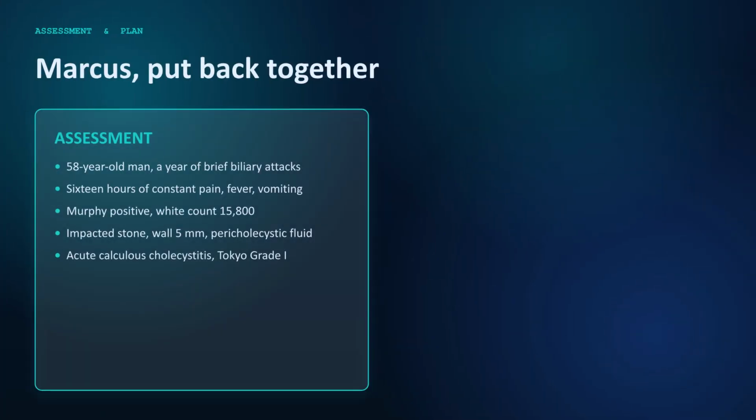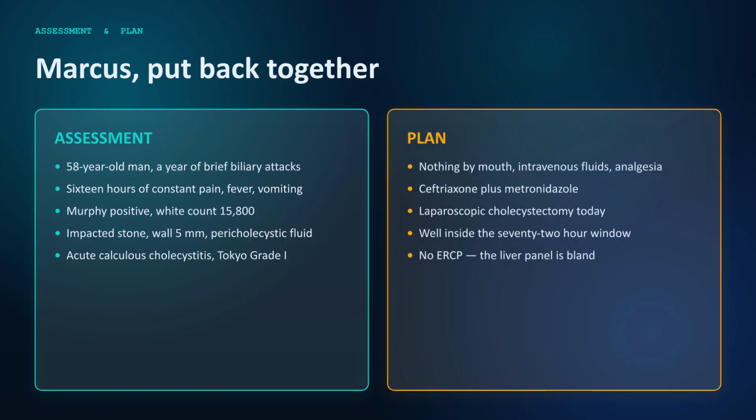Back to Marcus. Assessment. A 58-year-old man with a year of biliary attacks now presenting with 16 hours of constant right upper quadrant pain, fever, a positive Murphy sign, a raised white count, and an ultrasound showing an impacted stone, a wall of 5 millimeters, and pericholecystic fluid. This is acute calculous cholecystitis. Tokyo grade 1. Plan. Nothing by mouth, intravenous fluids, analgesia, ceftriaxone and metronidazole, and laparoscopic cholecystectomy today, well inside the 72-hour window. His liver panel does not justify an endoscopic procedure.